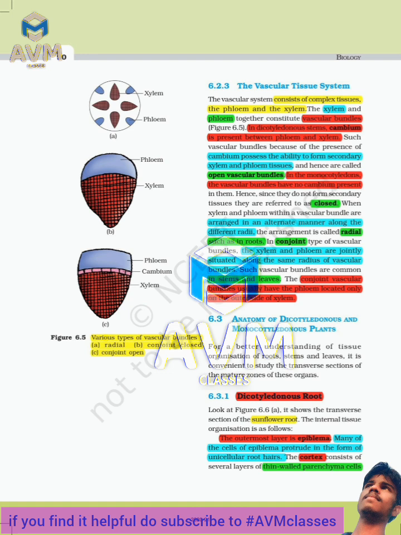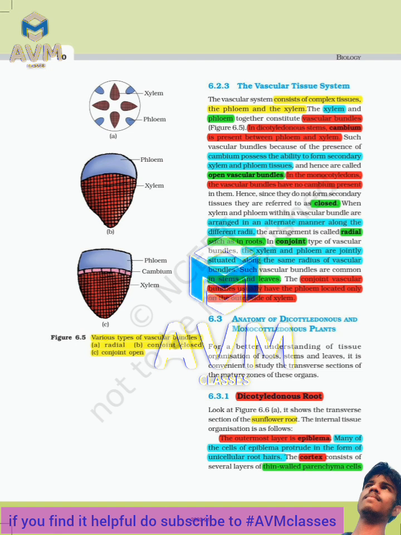6.2.3 The vascular tissue system. The vascular system consists of complex tissues, the phloem and the xylem. The xylem and phloem together constitute vascular bundles. In dicotyledonous stems, cambium is present between phloem and xylem. Such vascular bundles, because of the presence of cambium, possess the ability to form secondary xylem and phloem tissues and hence are called open vascular bundles.